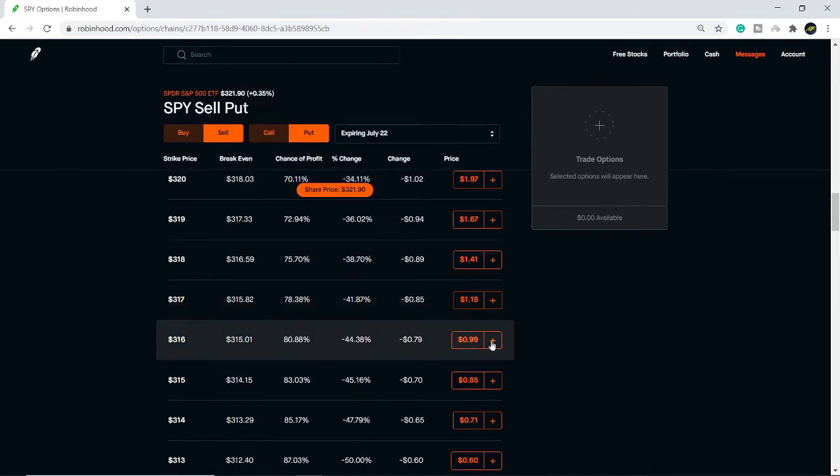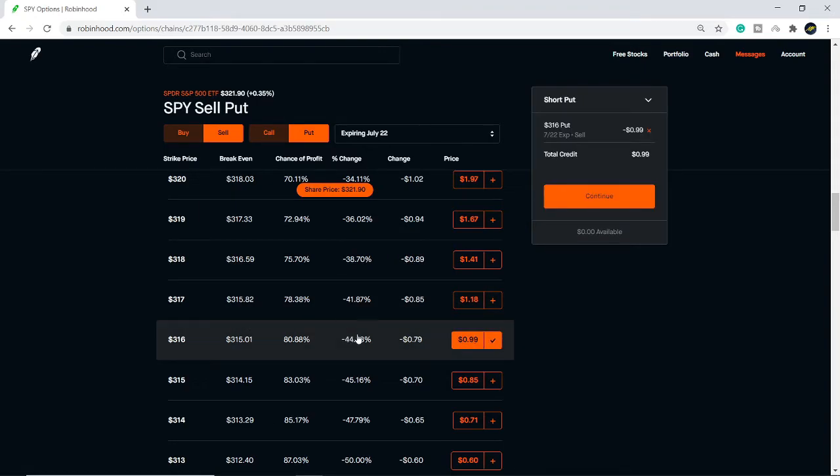This looks pretty good. So you click here, and as you can see, it says short put. You don't want it to say that. You want it to say put credit spread. So then after this, you're saying that SPY will not drop below 316 on expiration date July 22nd, which is Monday. So if on the end of market hours Monday it's not under 316, you get to keep your collateral and your total credit.